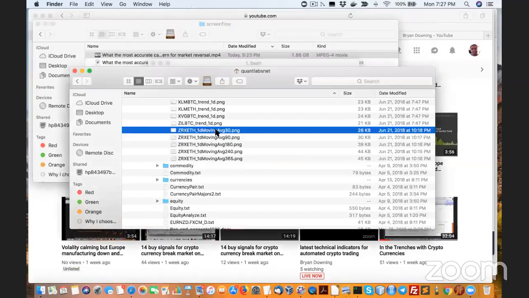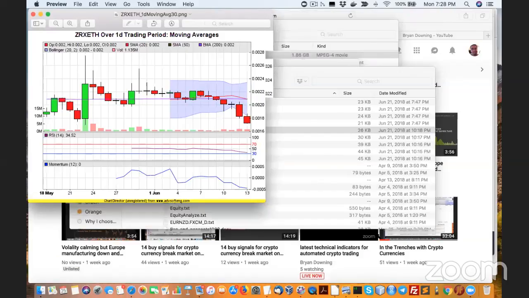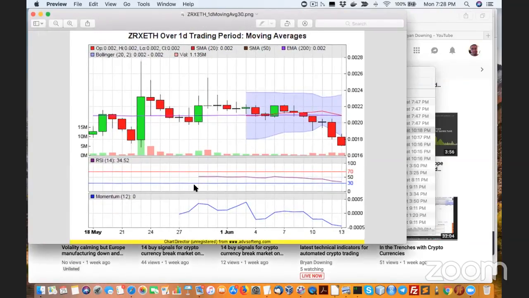When you break it down into a 30-day chart, you can see exactly what's been going on, where our pricing drops. That's all because of sales pressure. And then we get into these candlestick moves. I'll show that in a minute.